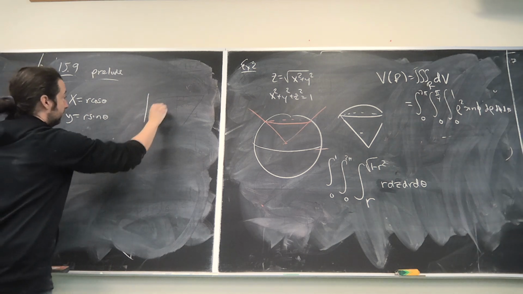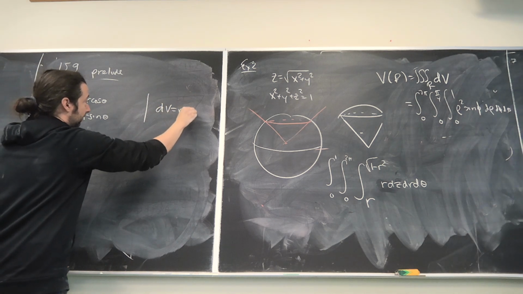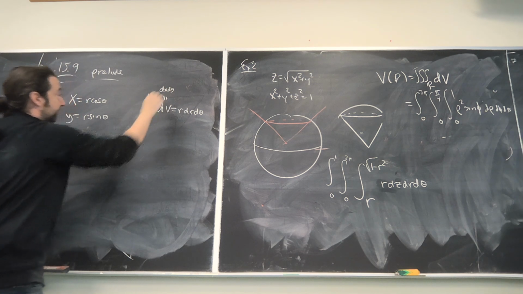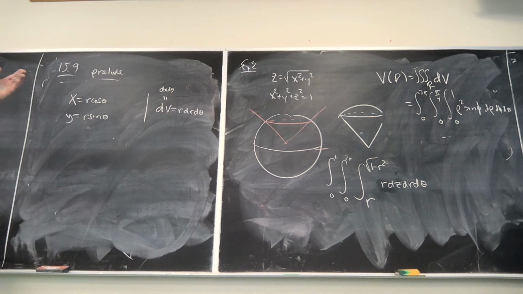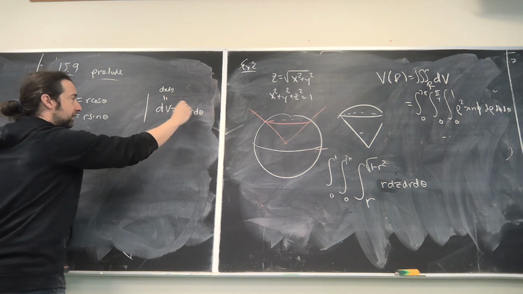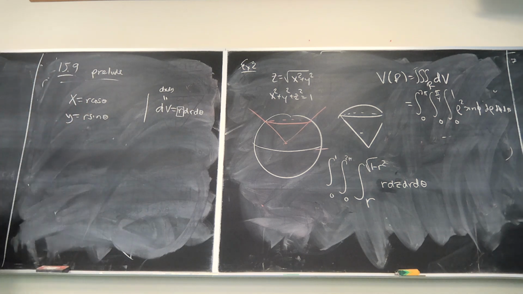And I told you already that dv was r dr d theta, and it's also dx dy. So if I'm changing from x and y coordinates to r and theta coordinates, I don't just get to say dx dy is dr d theta. I have to put this r right here. So where the hell did r come from?